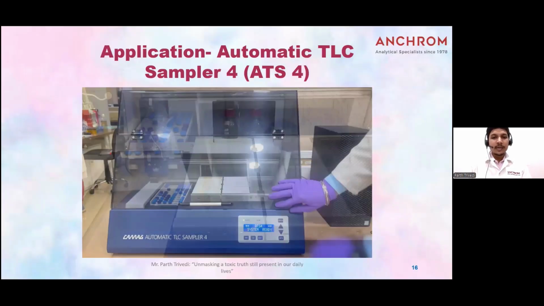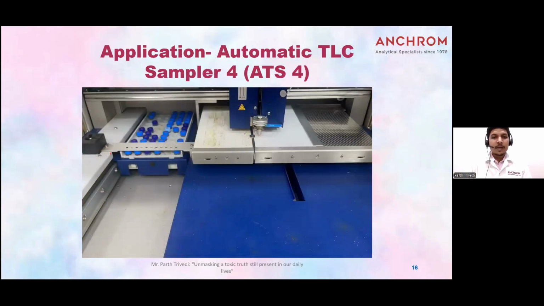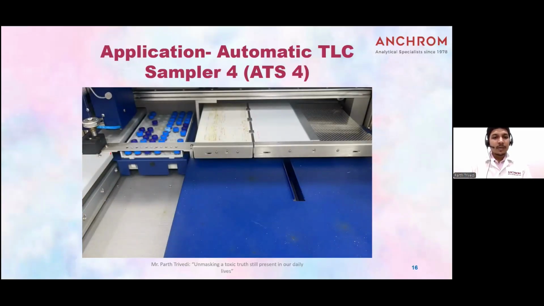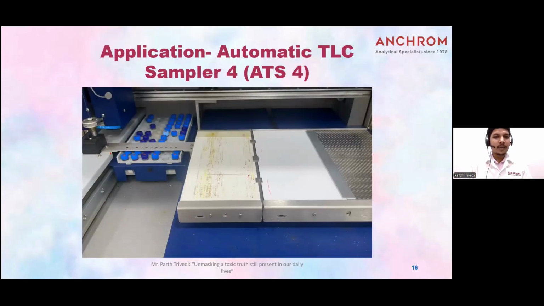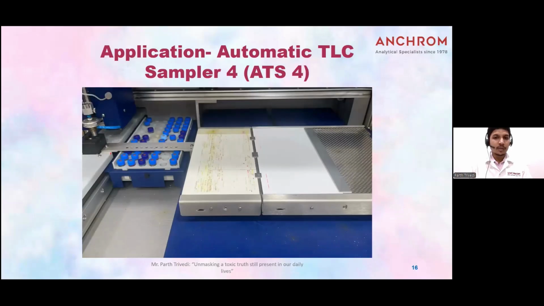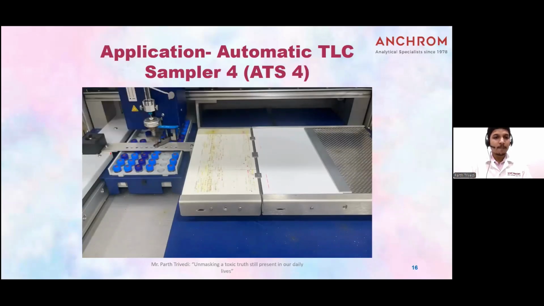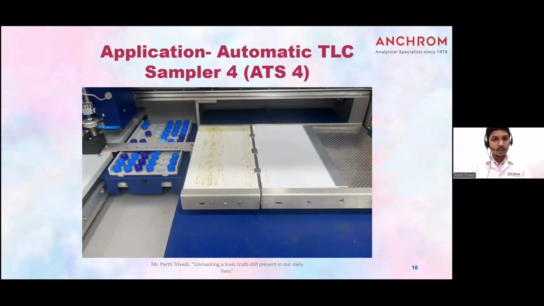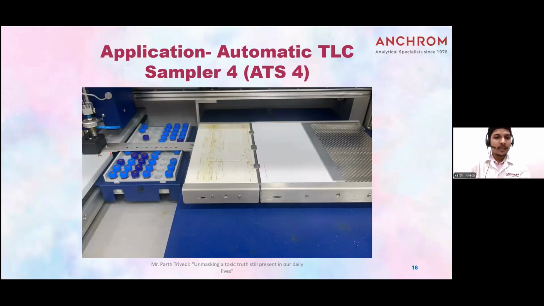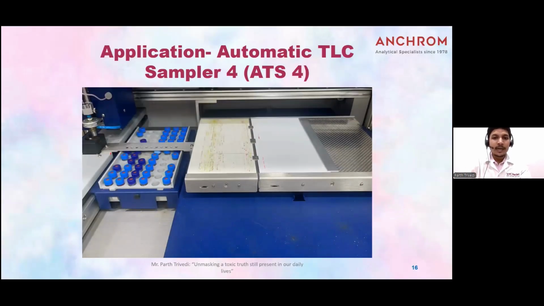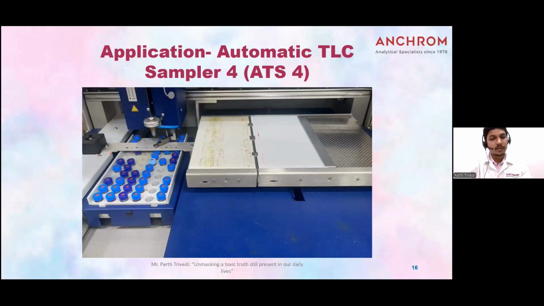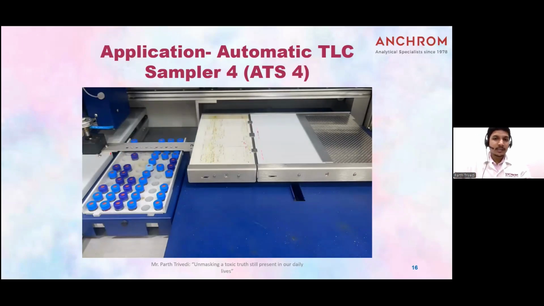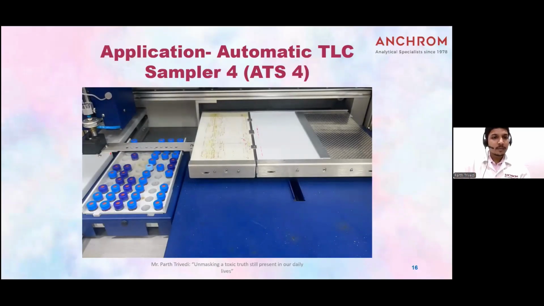Close the container and give the command with the help of VisionCATS, and you can see this syringe is taking approximately 4 cleanings, because rhodamine is a very bright color, so you have to clean the syringe properly. One by one it is taking the sample and applying it on the plate, and after applying, it also does the cleaning after each and every band.